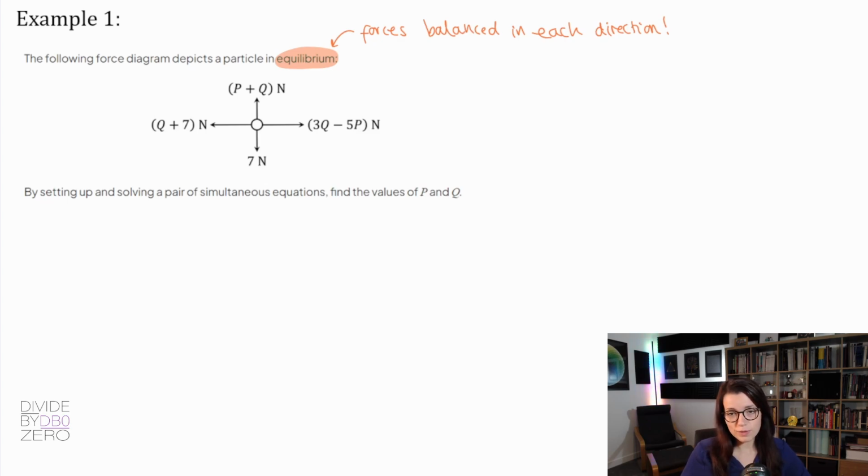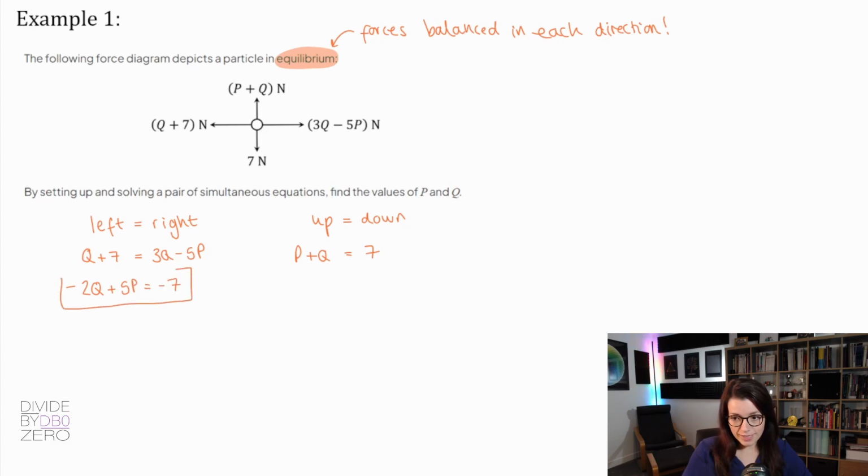Now, because we know the forces are balanced in each direction, we can say that the left forces are equal to the right forces. So in this case, Q plus 7 is going to be equal to 3Q minus 5P. We can also say that up equals down, so P plus Q is equal to 7. Now, if we tidy up this first equation, move the Q's and P's over to the left-hand side, it's going to be minus 2Q plus 5P equals minus 7.